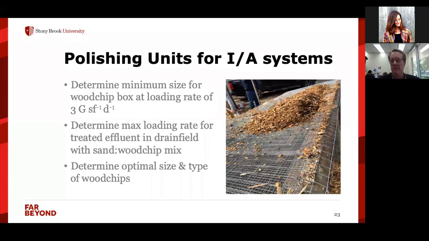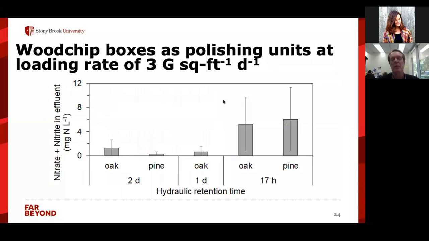And then for determining the size of the wood chip box itself, what we did was we constructed barrels with different volumes of wood chips. The larger the volume of wood chip, the larger the hydraulic retention time, the longer the water would stay in that bigger volume of wood chips. The barrels are all the same size. And this is a medium-sized volume of wood chips and a lower volume of wood chips.